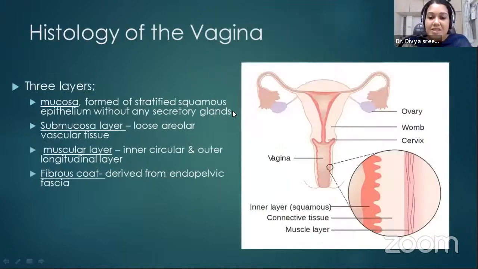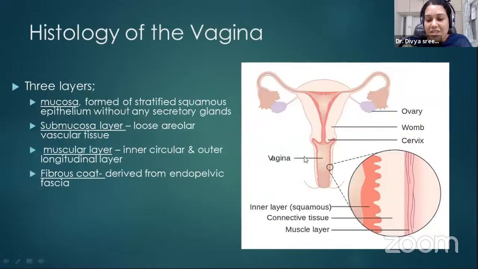Now we will move to the histology of the vagina. The vagina has mainly three layers: the mucosal layer, the submucosal layer, and the muscular layer. The muscular layer has inner circular fibers and outer longitudinal fibers. Another layer is the fibrous coat, which is formed by the condensation of the endopelvic fascia.